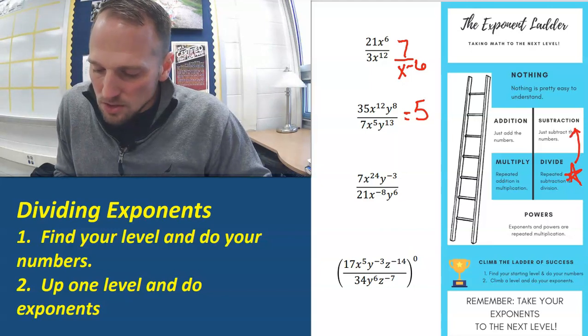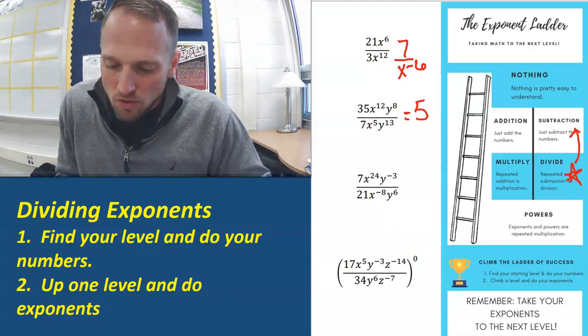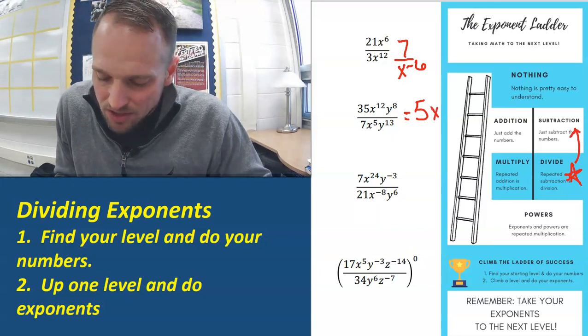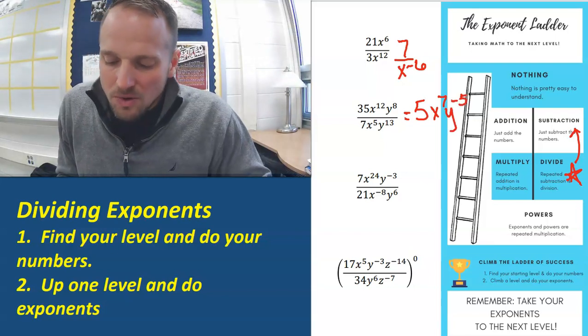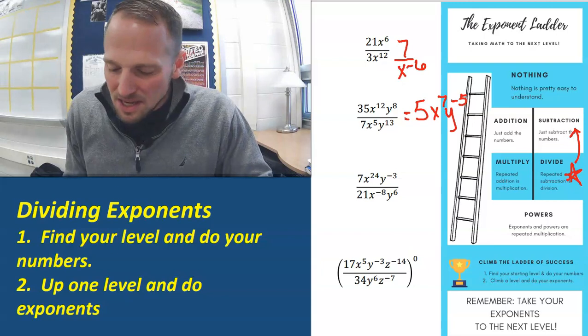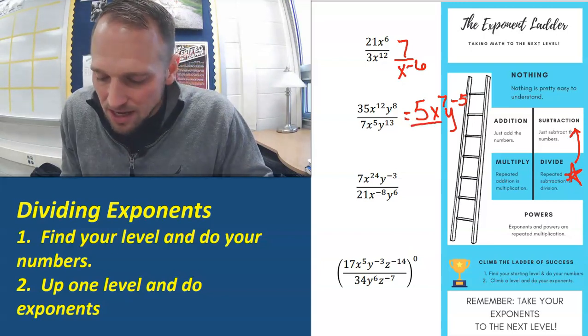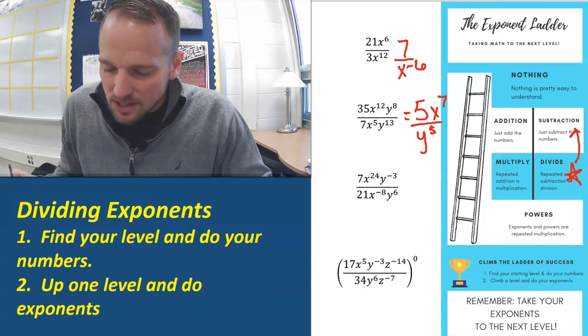Climb a level and subtract the exponents. So 12 minus 5, this is going to be x to the 7th. And subtract the exponents. 8 minus 13 is going to be y to the negative 5th. Well, let's go ahead and clean this up. Let's take the y to the negative 5 to the other side, and we'll make it a positive exponent once it gets down there.